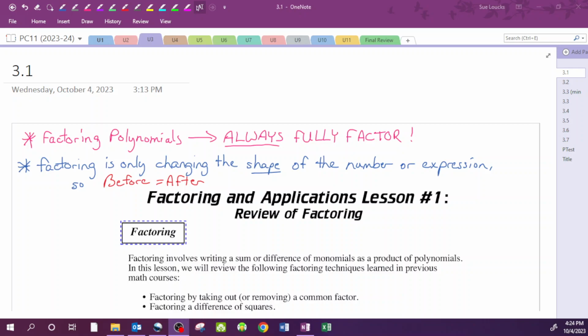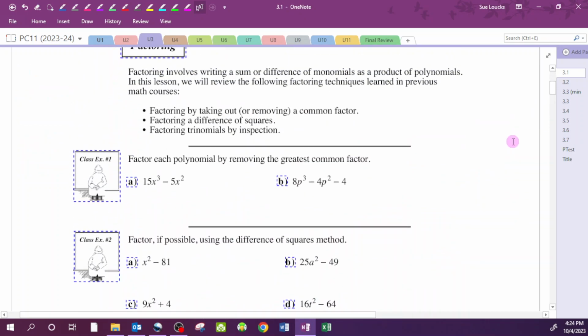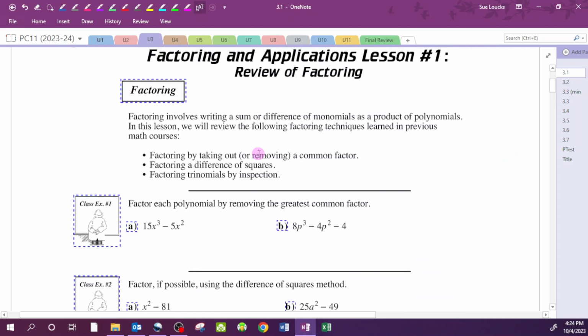Okay. We are going to review these three ways of factoring that we have done in the past: factoring out a common factor, factoring a difference of squares, and my favorite, factoring by inspection, which basically means you just look at it and know. And I don't know why they call it that, because I don't look at it and know, but that's usually what they mean by inspection. But I will show you, there's a strategy for it, and we'll review that.